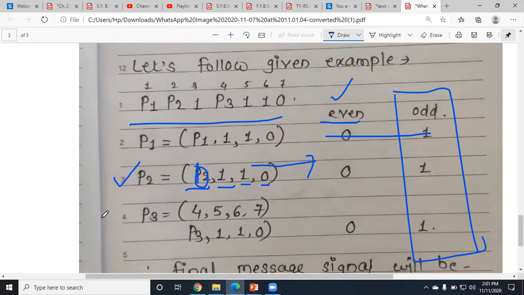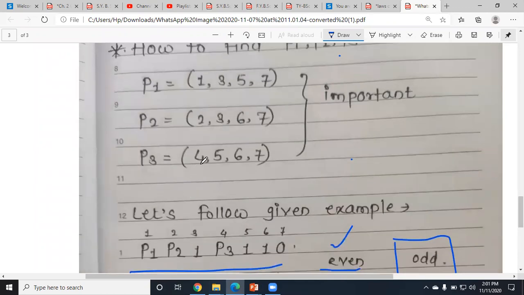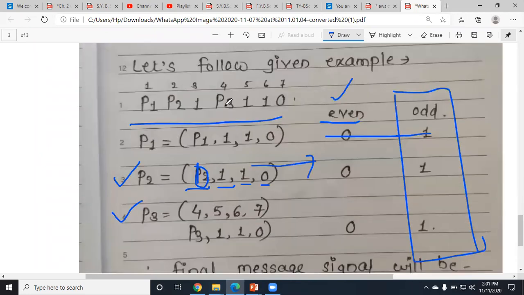Now the very last digit of your parity is P3. What is the sequence of P3? 4, 5, 6, 7. 4 is what? P3. 5 is 1. 6 is 1. 7 is 0. Now again, to make this even parity, what is the value P3 should have? 0. 0 again. Everyone understand how to find values of P1, P2, P3.